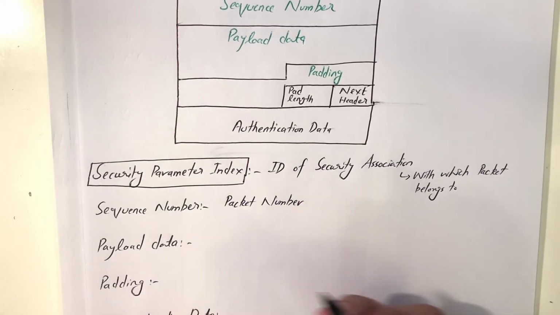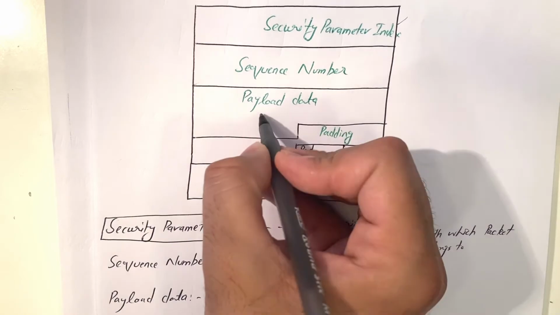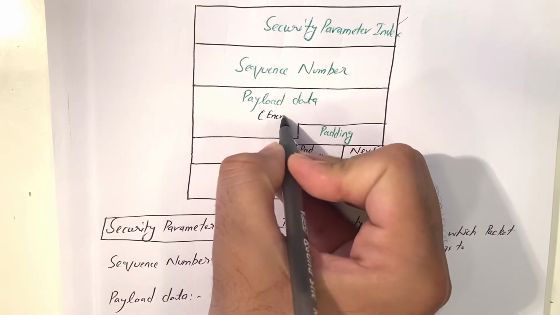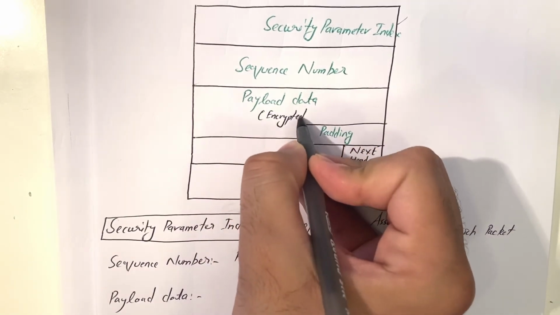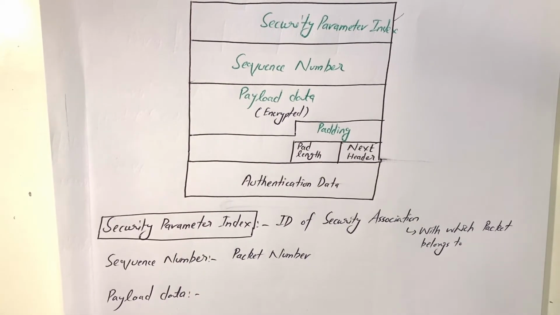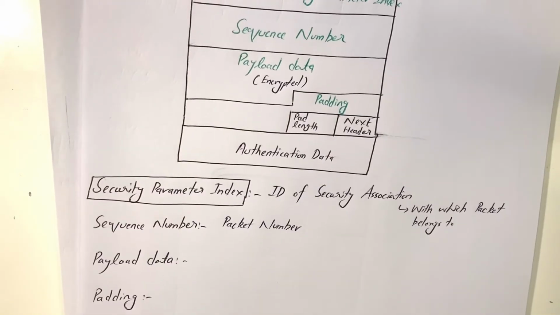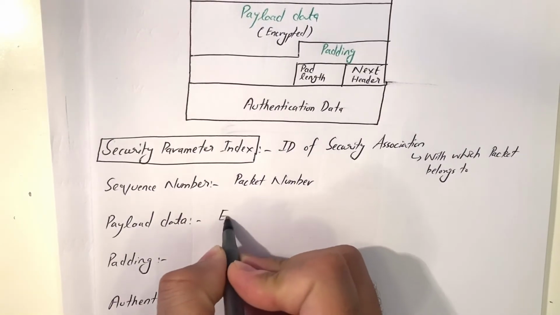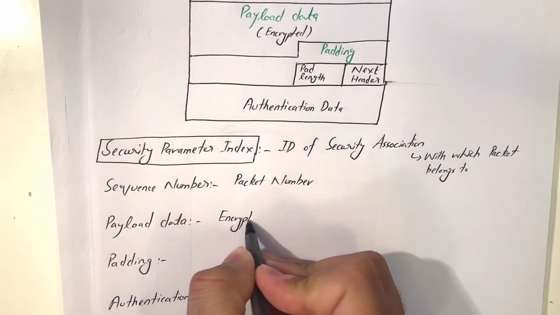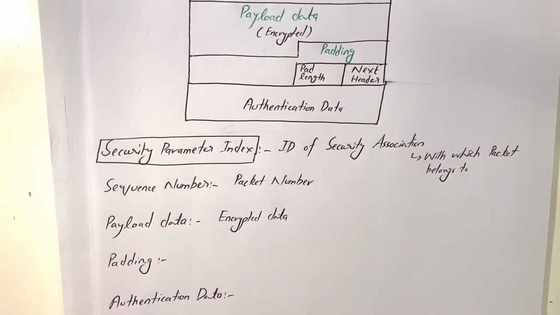Payload data, that's very interesting now. This particular payload data is the actual data in encrypted form. This is where the data will be encrypted, depending upon whatever algorithm you use. So it will encrypt the data which you want to transmit. So data will be fully encrypted down here.